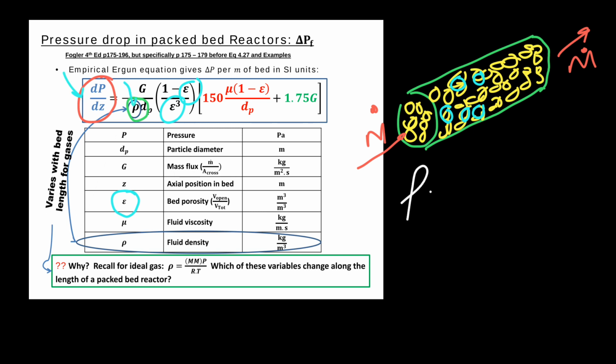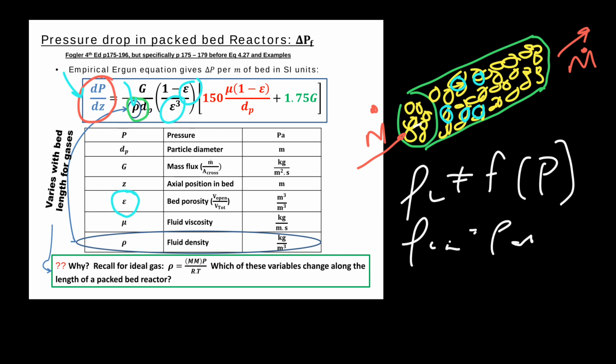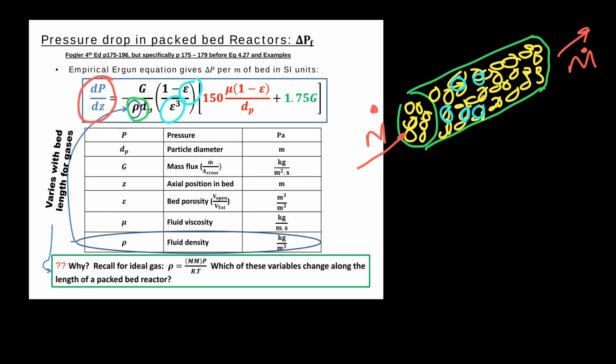For a liquid, we are going to assume that the density is not a function of pressure. So we are going to assume incompressible behavior. Therefore, the density in is equal to the density out is equal to the density throughout my reactor, and I can therefore calculate this parameter at the inlet of my reactor and assume that it is a constant when I calculate my pressure drop.